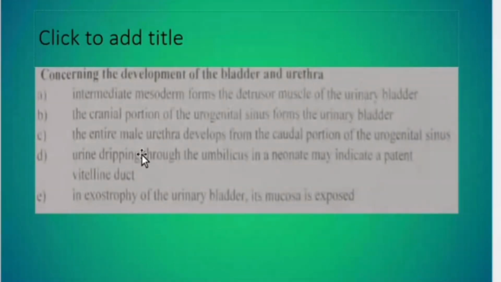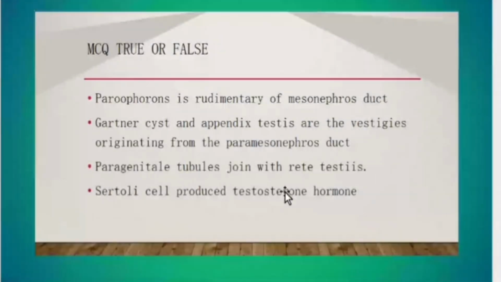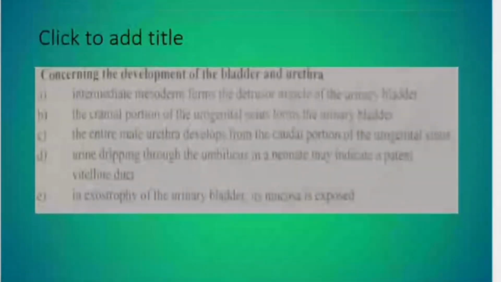Then the entire male urethra develops from the caudal portion of the urogenital sinus. In males, the pre-prostatic, the prostatic, and the membranous urethra come from the pelvic portion, and then the caudal portion gives the spongy urethra. The urine dripping through the umbilicus in neonates may indicate a patent vitelline duct. False, it's a patent urachus. Then in exstrophy of the urinary bladder, its mucosa is exposed. Definitely this is true, right? So with this, we are done with our MCQs.